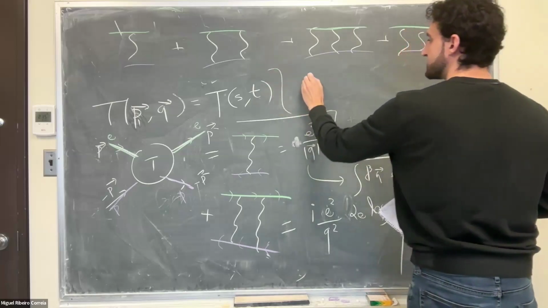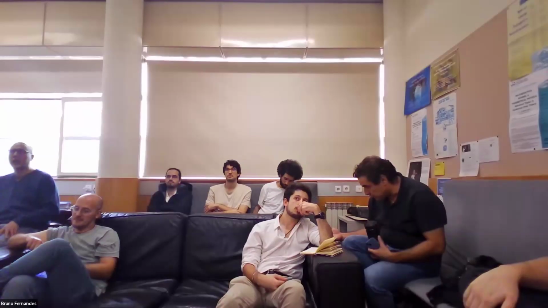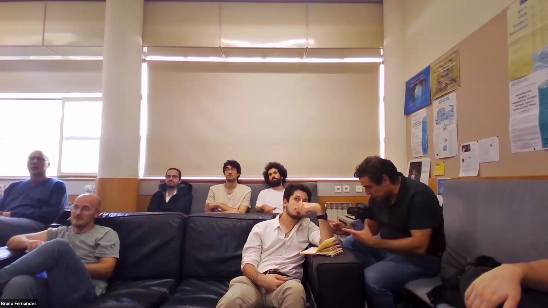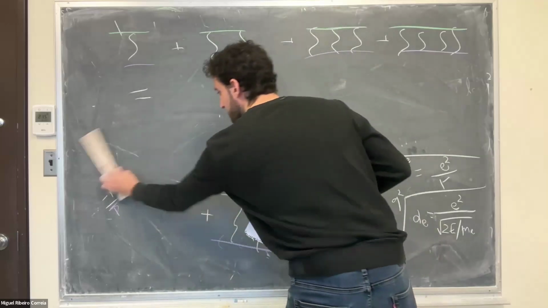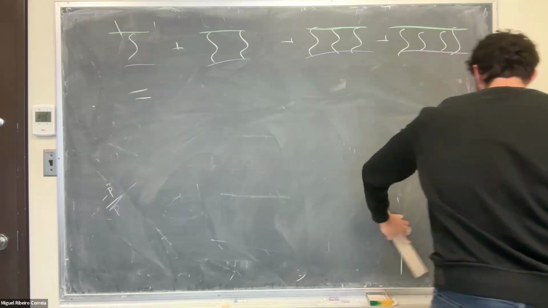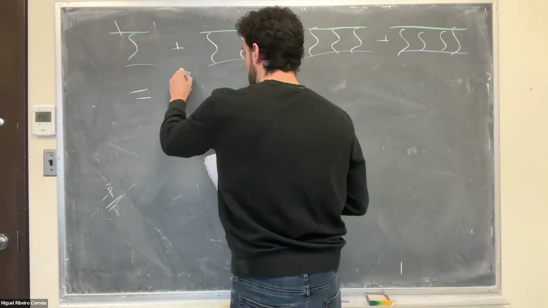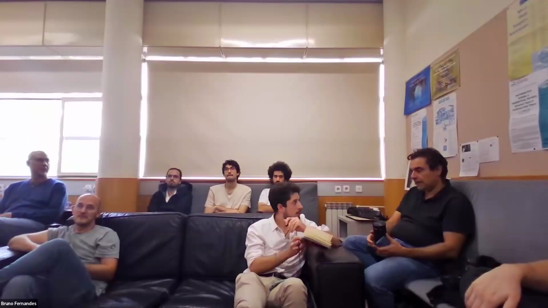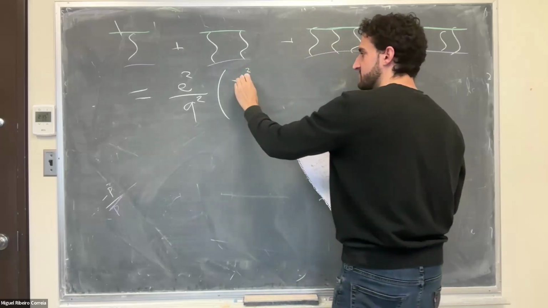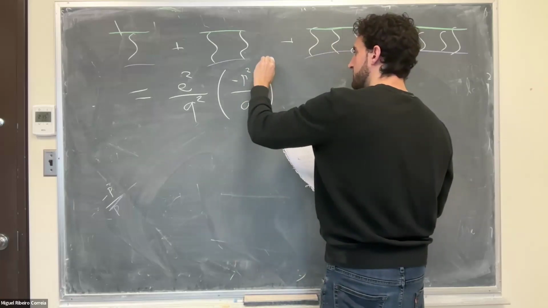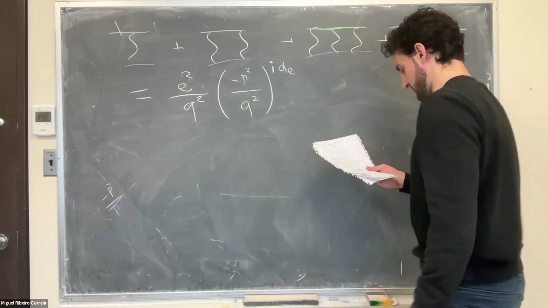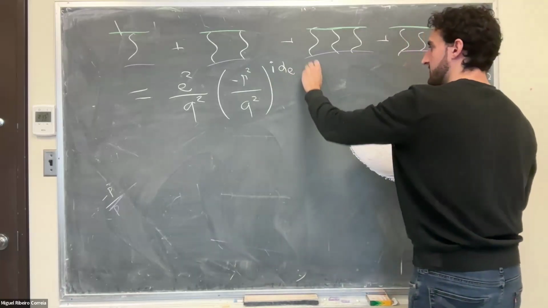So this sum resums to the following formula. Let me actually write everything. It gives e squared q squared, and then there's some IR divergences which you have to regulate, the usual story. You have t. And then this exponentiates to some e to the i alpha e, and then there are some gamma functions you get.